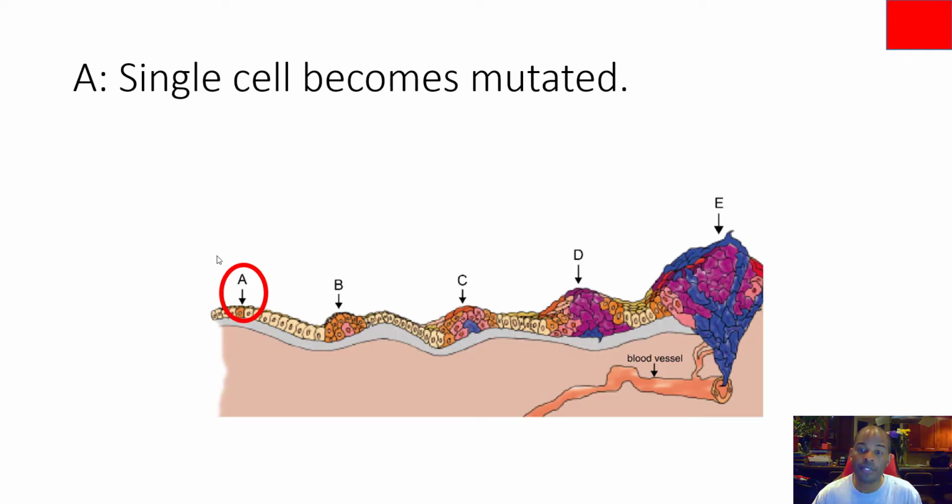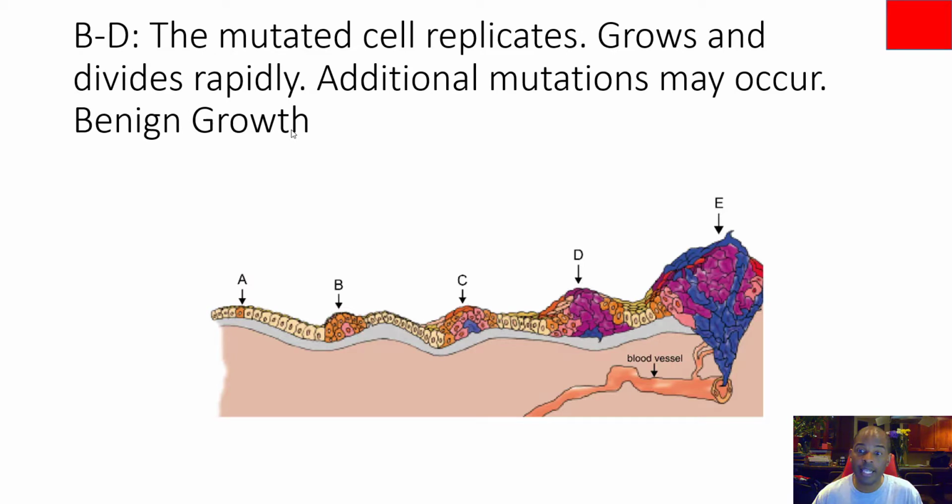So in this first slide, you'll see that a single cell becomes mutated. Notice how there's a red box in the corner. That means this is a slide that you should know. So a single cell becomes mutated. A proto-oncogene turns into an oncogene, or a tumor suppressor factor mutates. Right? Those are the two terms that you learned in the very beginning on your own. I haven't used the terminology that much, but now I will. And then the mutated cell undergoes mitosis.